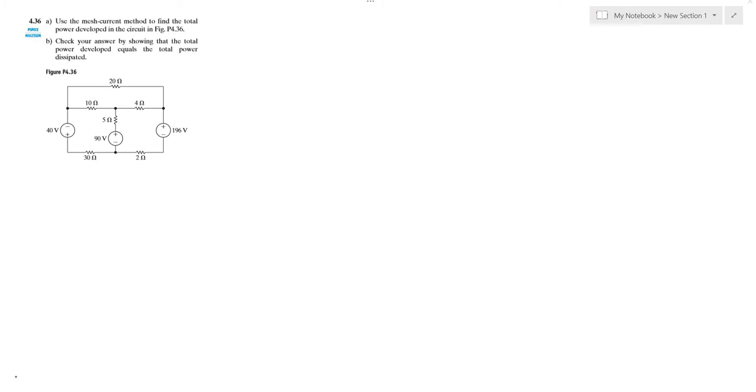Hello, today we're going to be working on problem 4.36 with material from the first test. In this problem specifically, we're going to be working with resistors, voltage, and power. And one of the main concepts I've been working on is conservation of power.